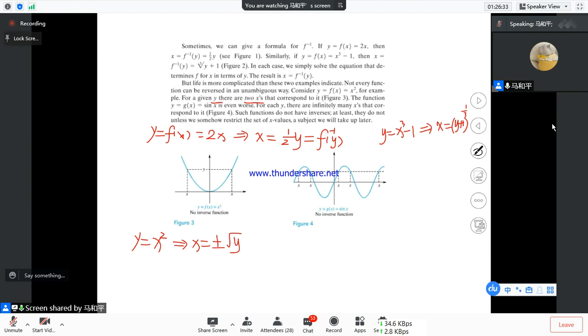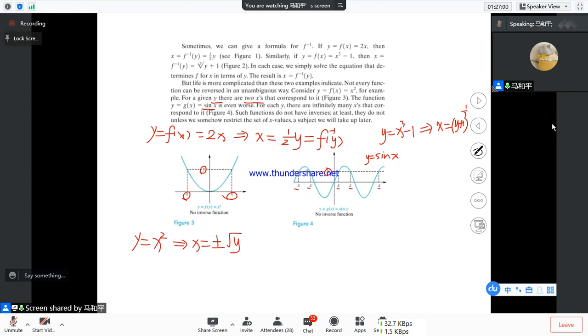So the function y equals sin x. For a given y, we have two x's, or more. For this function y equals sin x, the situation is worse. We give one y, and we can output infinitely many x's.